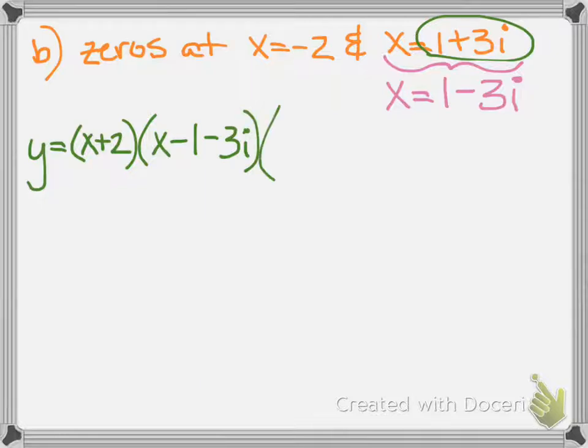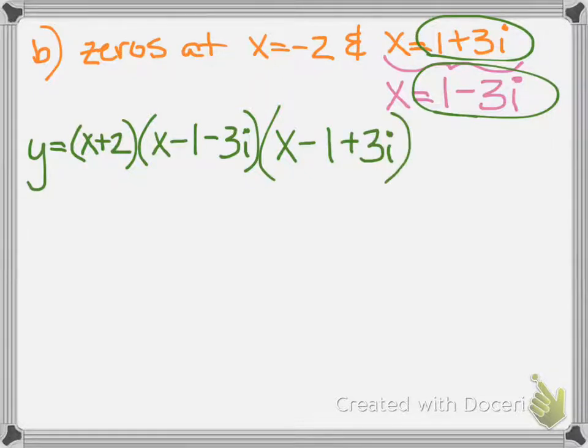Then for my next parenthesis, I have x minus. Again, I'm subtracting, so my minus 1 stays minus 1, but my minus a negative 3i becomes a positive 3i. So here's what this looks like.